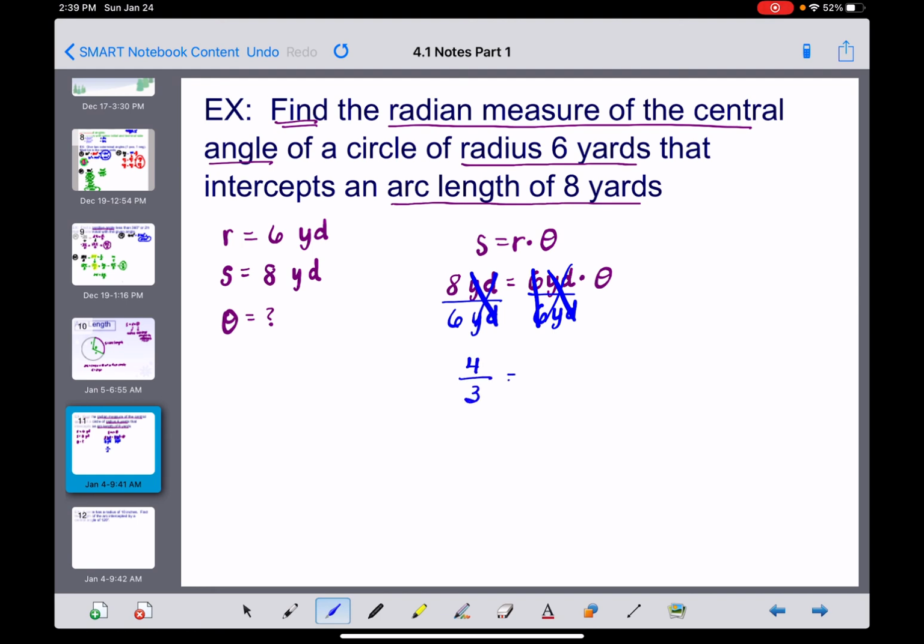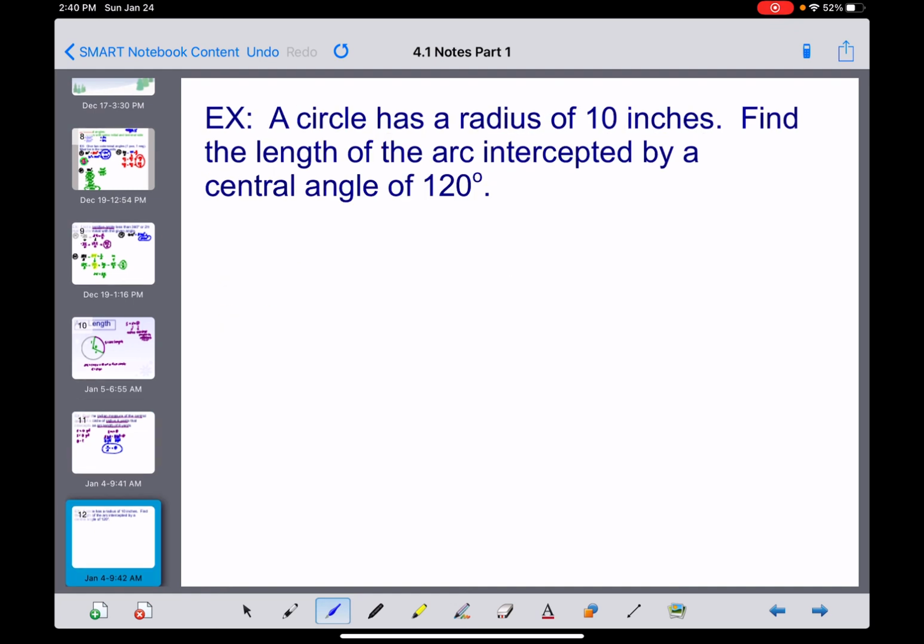Notice we do not have any labels because, remember, radians are dimensionless. So we know 4 over 3 is in radians. There's no degree sign at all in the problem. The idea that the label canceled out is solidifying the fact that this angle is indeed in radians. So the radian measure would be 4/3, or 1 1/3, a little bit more than 1. That's because the arc length is a little bit more than the radius. Remember, if they were both 6, this would be 1 radian.